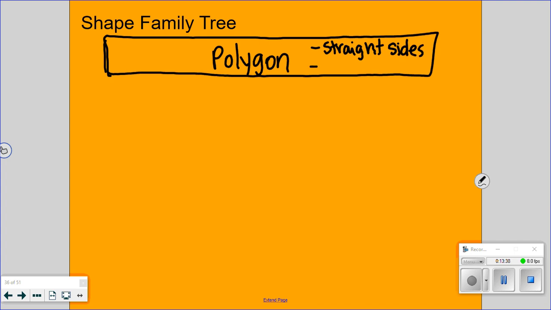Straight sides and is closed. That's the rules to be a polygon. So, in this category of polygon, we see shapes like that. A triangle. Is a triangle a polygon? Yeah, it has straight sides and it's closed.